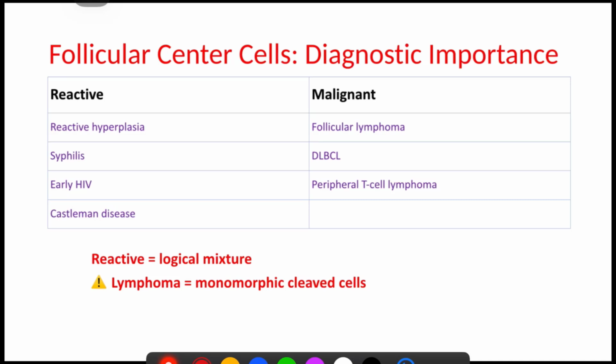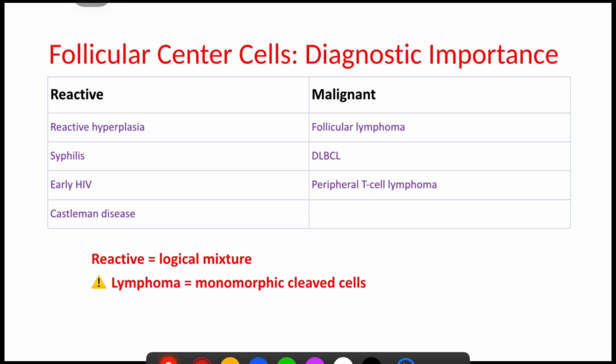Now, what is the significance of these follicular center cells? When you find a mixture of centroblasts, centrocytes, and small lymphocytes, it is a reactive condition, mostly reactive hyperplasia and syphilis. Then you can find this along with plasma cells. In early HIV and Castleman's disease, you find follicular center cells. Centroblast and centrocyte, as the name suggests, reside in the germinal center. So from the center, centroblast and centrocyte.